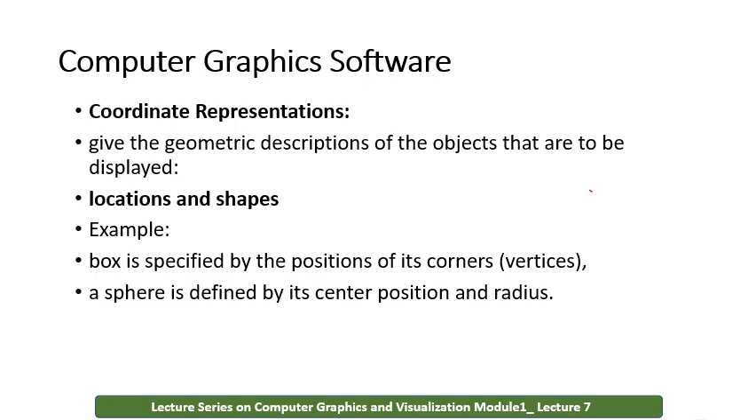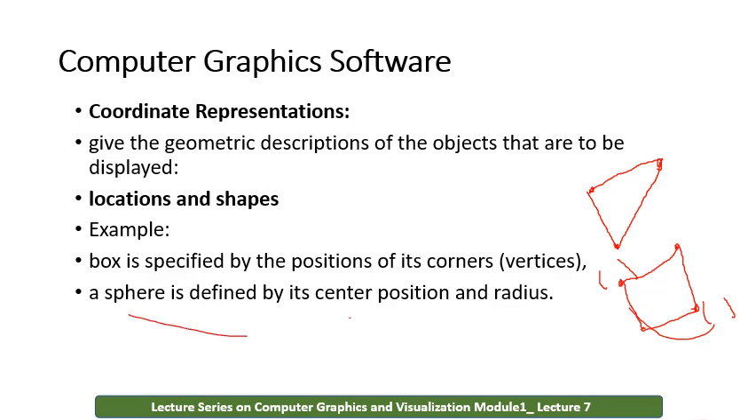it can be drawn with the help of vertices. Say, this is one vertex and this is another vertex, and another vertex. So the lines joining these vertices can be drawn as a triangle. So with three vertices itself, we have the capability to draw any shape. So this is a box. It can be specified by the position of its corners. If you specify this corner and this corner, it is possible to draw any box. In the same way, a sphere can be specified by its center position with the help of a radius.